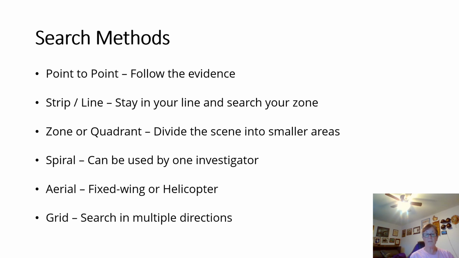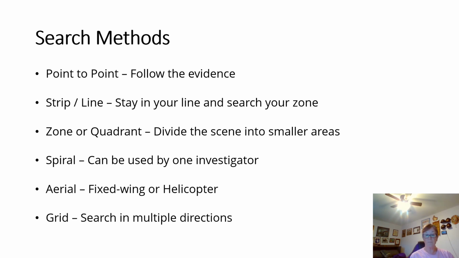A spiral search pattern can be used as an advantage by one investigator. Essentially, you circle your way into the victim, and you circle your way out. And it's either way, works just as well.